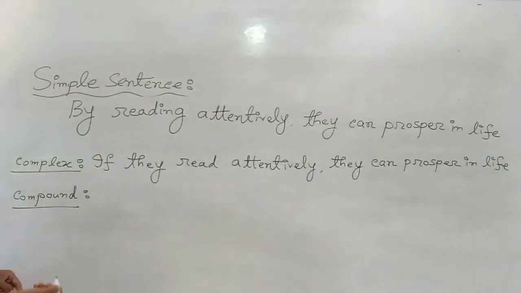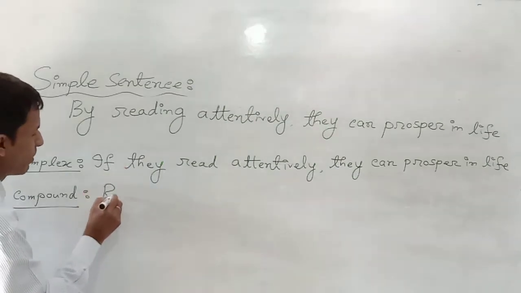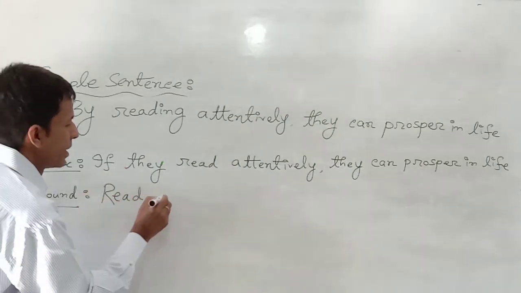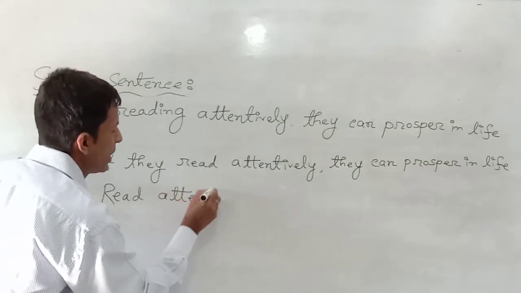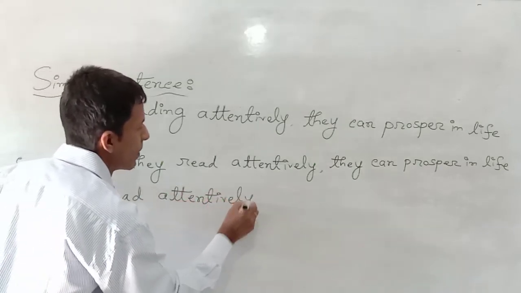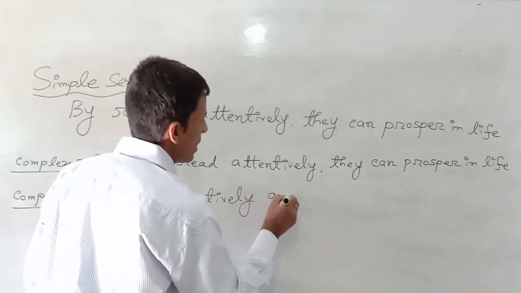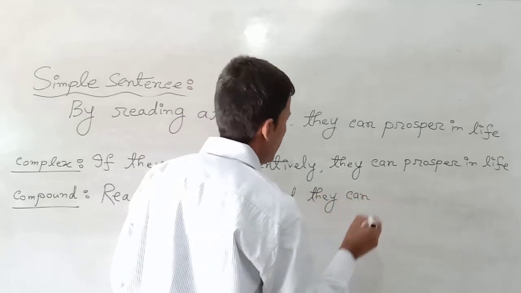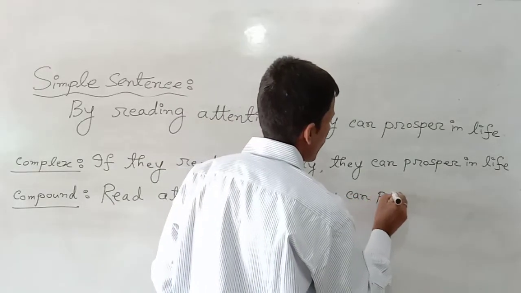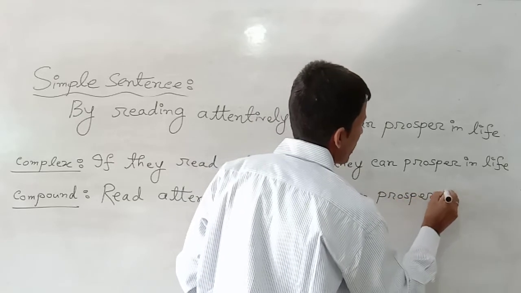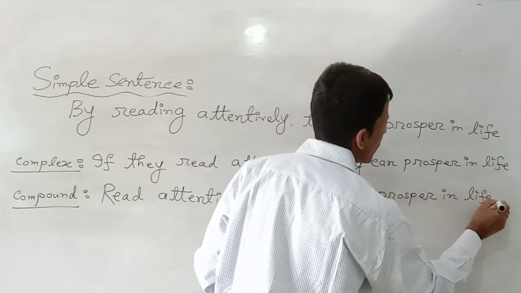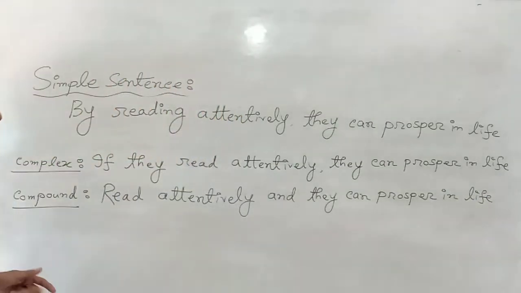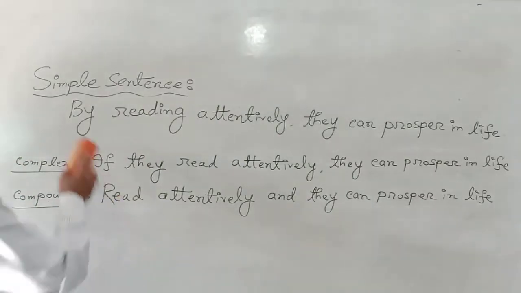In the compound form, first of all, you will have to write the main verb. Read attentively and they can prosper in life. They can prosper in life. This type of transformation is the part of simple, complex and compound sentences.